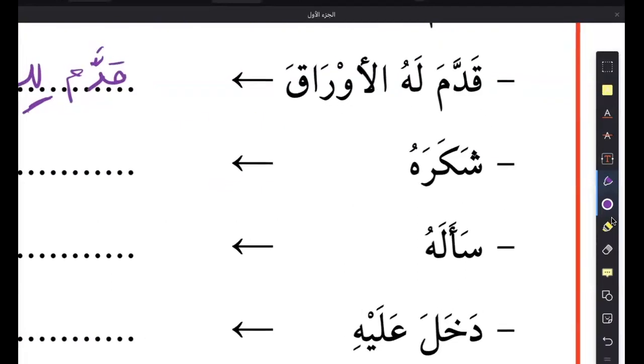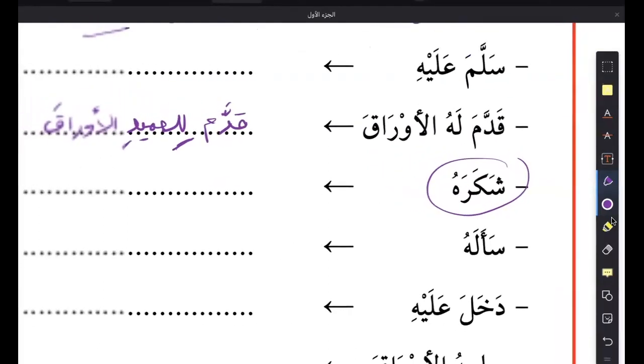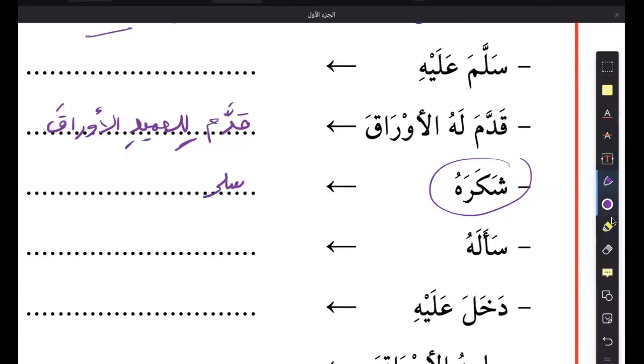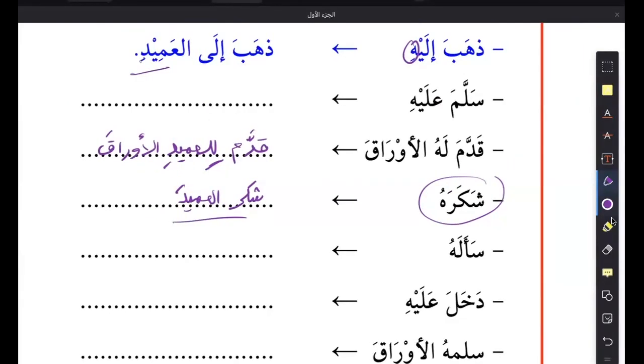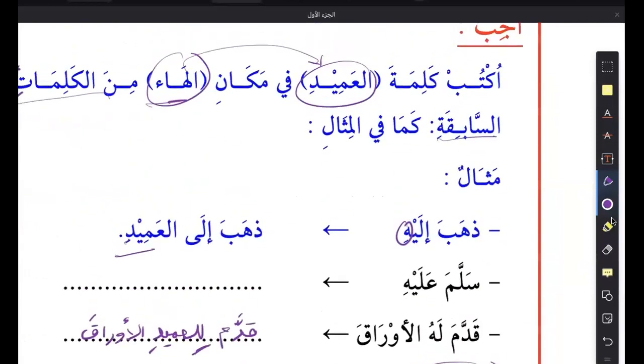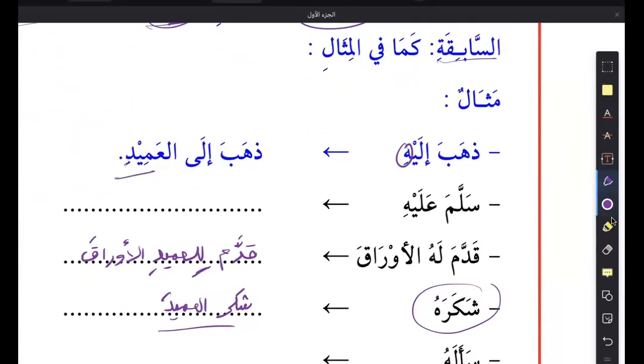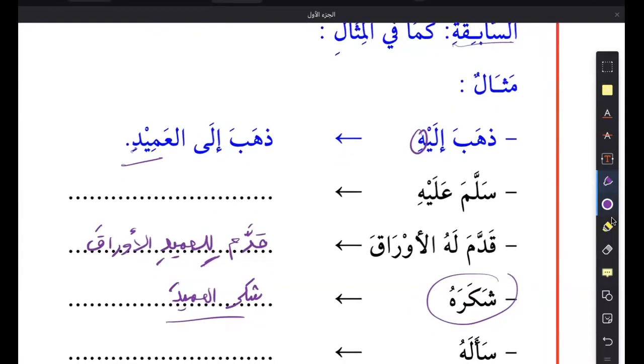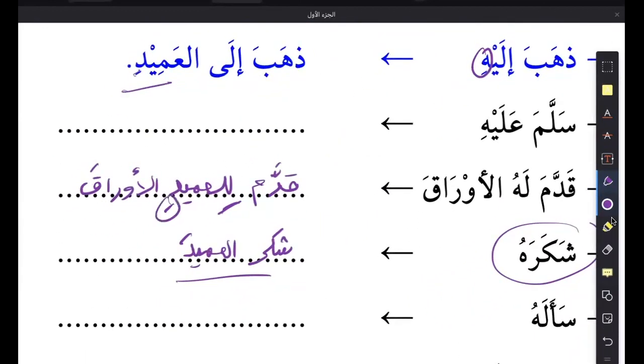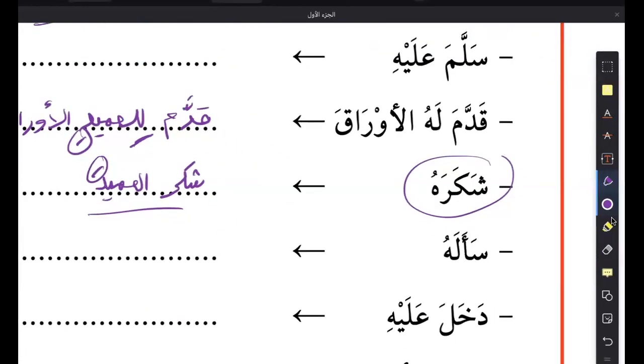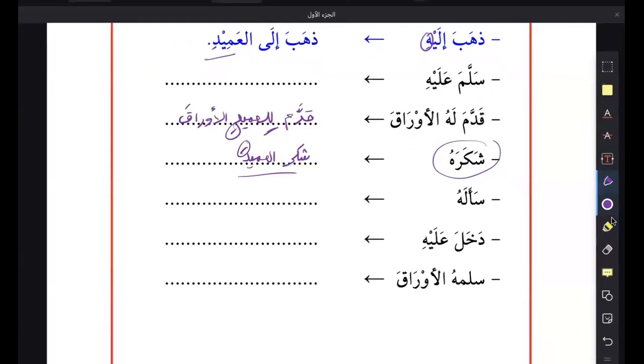So how would you do this one? Shakarahu. How do you say shakarahu? You will say shakara al-amida. So basically you're replacing the ha with amid, but also paying attention to the i'rab, the grammar. Does it take a fatha, does it take a kasra? Here it's taking a kasra and here it's taking a fatha. Should be a very good and simple exercise.